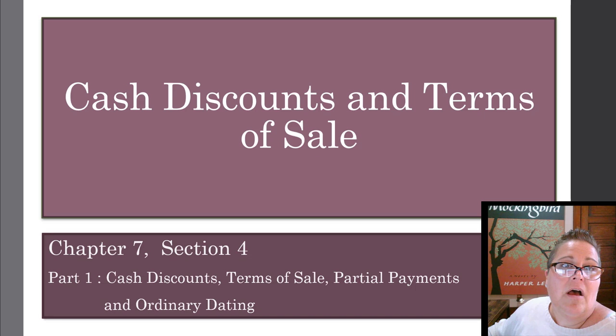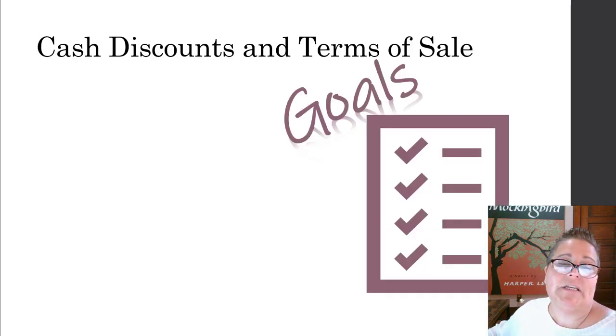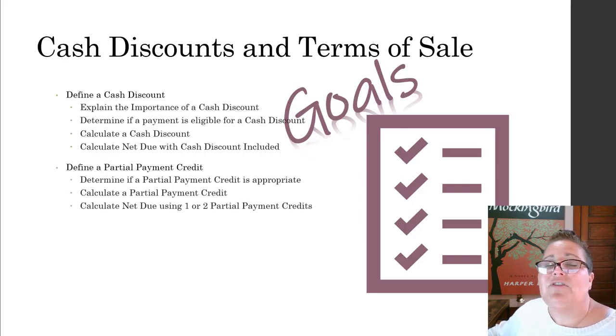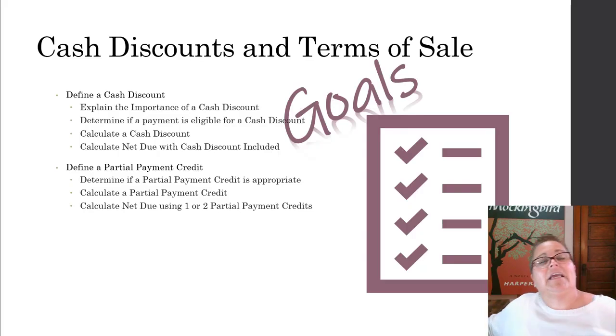Our goals for this particular presentation are as follows. We need to define what a cash discount is, explain its importance, and determine if a payment is eligible for a cash discount. Then we need to calculate that cash discount and figure out the net due, including it. We have to take a look at partial payment. Can you define it? Can you determine if a partial payment is even appropriate in this situation?